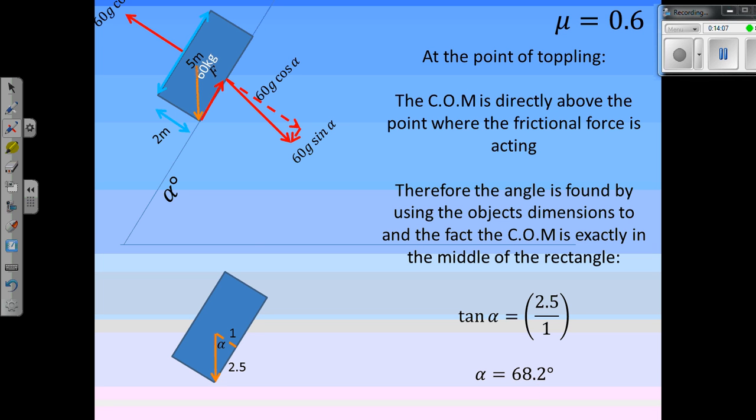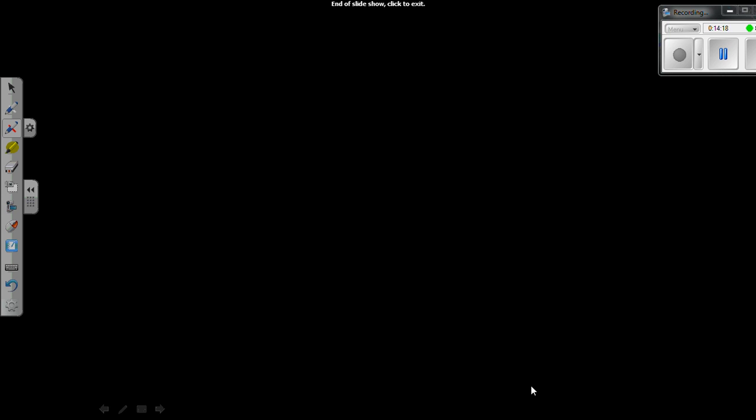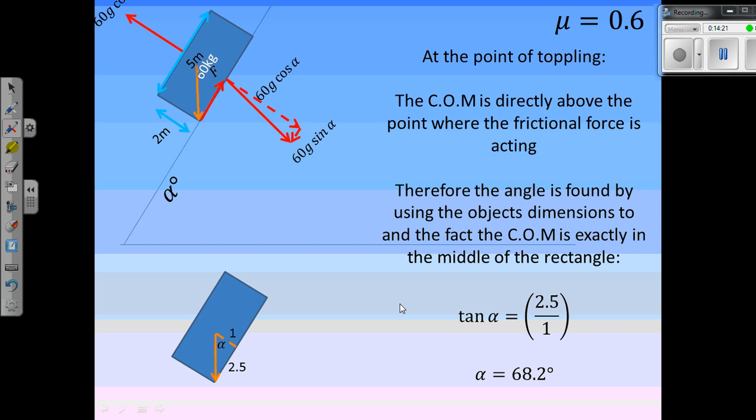Okay, so we've found the angle at which, if we're increasing the angle of this slope, at 68.2 degrees this object will topple. This is the angle of toppling, if you like. So there we have it. These are quite fiddly problems, but we're using basically everything we've learned from the first 2 chapters on coefficient of friction, taking moments, and just using a bit of geometry and common sense really as well.